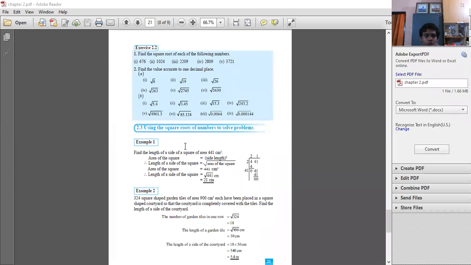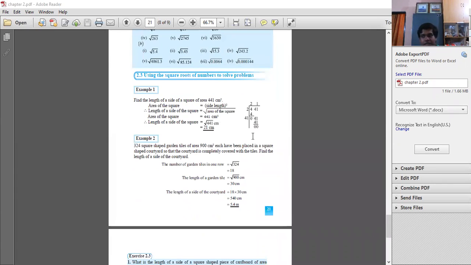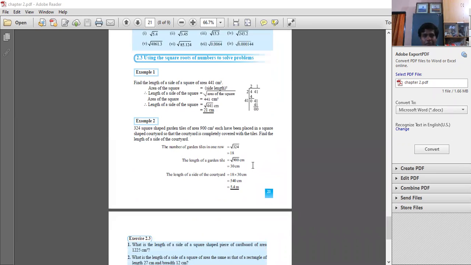Let's move on to the third part of this whole session. This went to around 1 hour, I think now, because I thought it would go very short. Yeah, I got a bit stuck. Using the square root of numbers to solve problems: find the length of a side of a square of area 441 centimeters squared. Area of a square is side times side, that is how you get the area of the square.